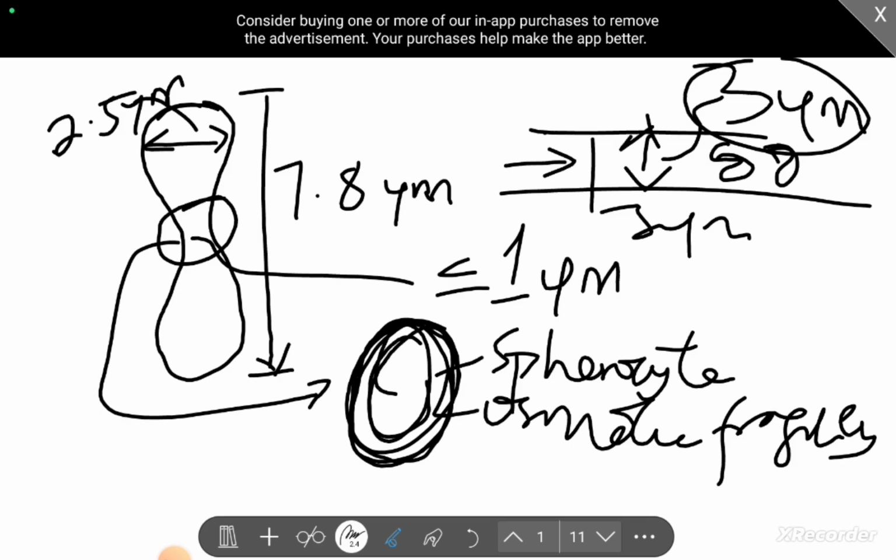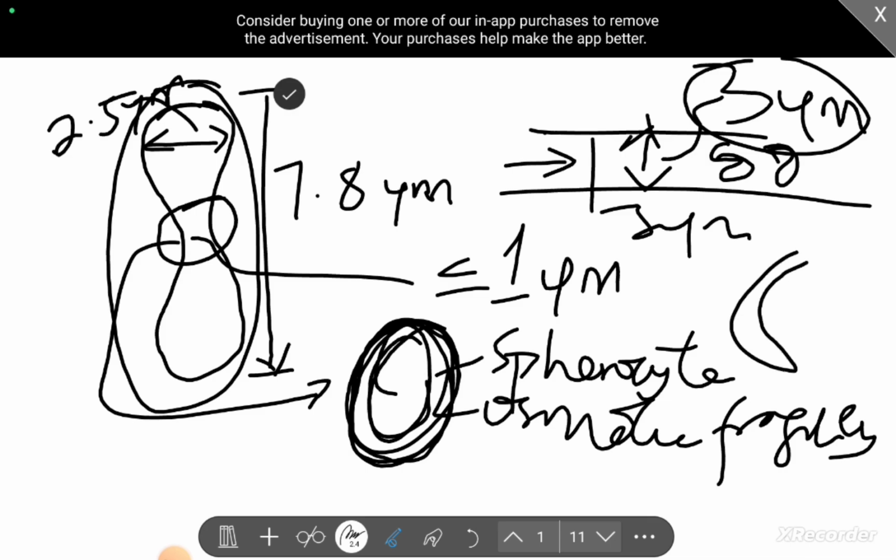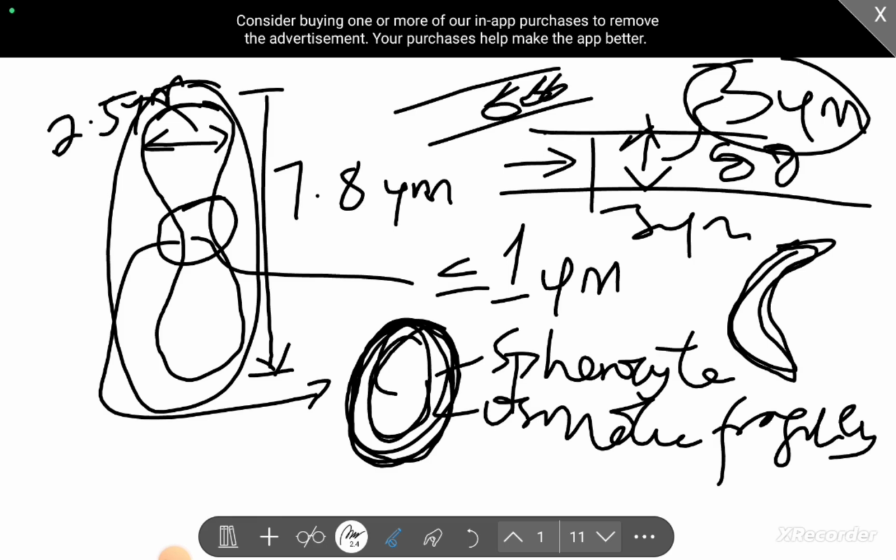Another variation you should know in terms of shape is the sickle shape, such as in sickle cell anemia. So instead of the cell being biconcave like this, the cell will be sickle shaped. Whenever these sickle shaped red blood cells pass through the capillaries, they can end up occluding the capillaries, and that leads to the manifestation of sickle cell anemia.